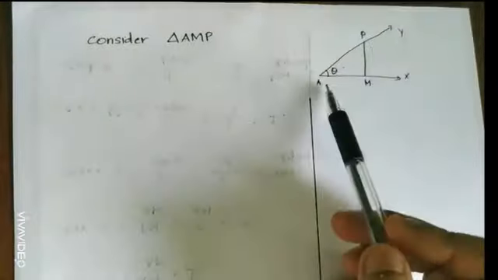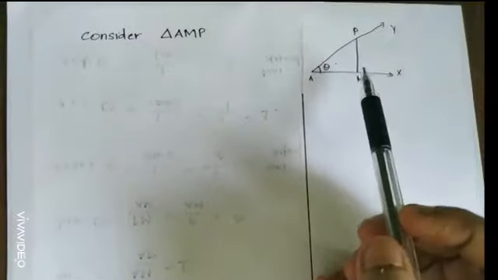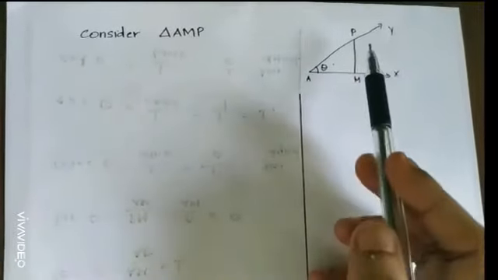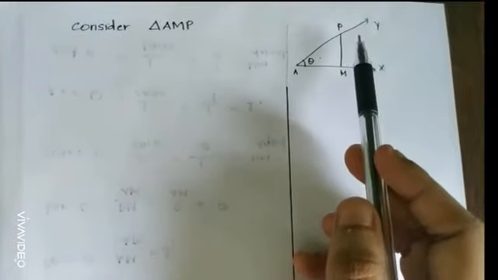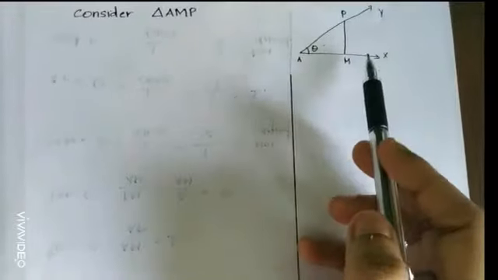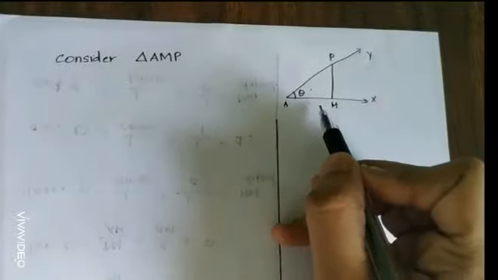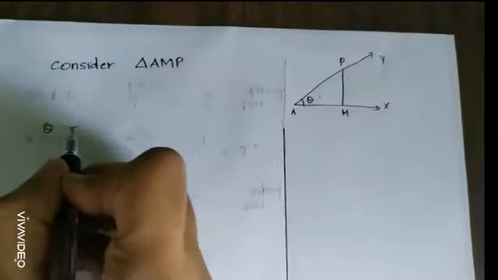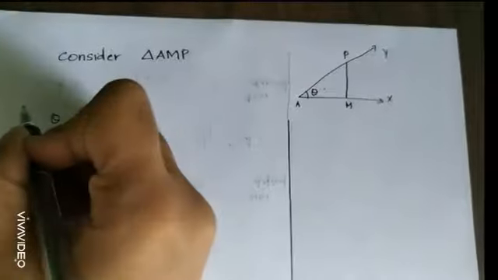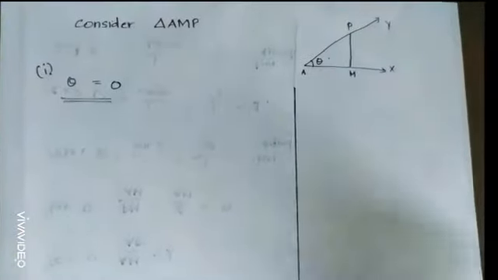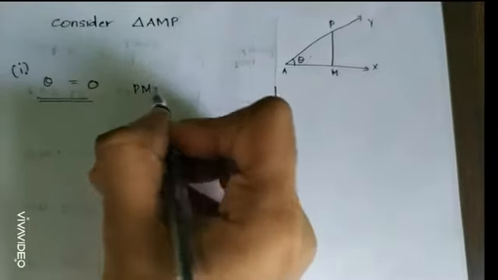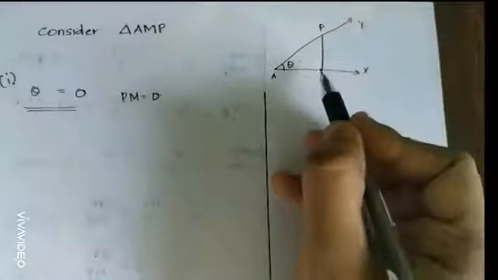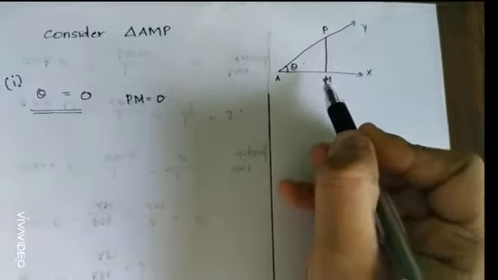And it is evident from triangle AMP that as theta becomes smaller, the line segment PM also becomes smaller. And finally, when theta becomes 0 degree, the point P will coincide with M. That is, when theta becomes 0, first condition: the line segment PM will be equal to 0. This is because the point P will coincide with M.